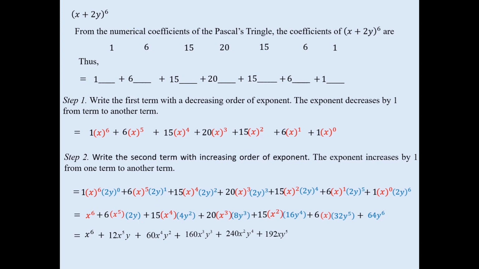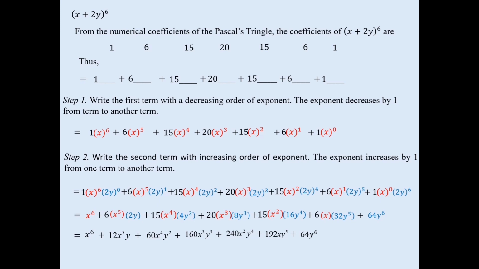So this is how we are going to expand using the Pascal's triangle. So the expanded form of x plus 2y to the power of 6 is x to the 6 plus 12x to the 5y plus 60x to the 4th y squared plus 160x cubed y cubed plus 240x squared y to the 4th plus 192xy to the power of 5 plus 64y to the power of 6.